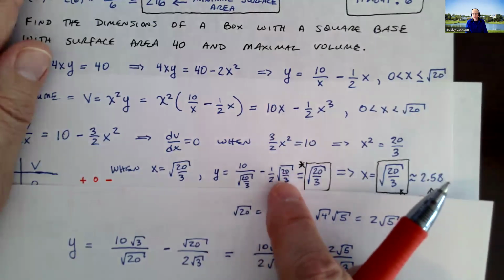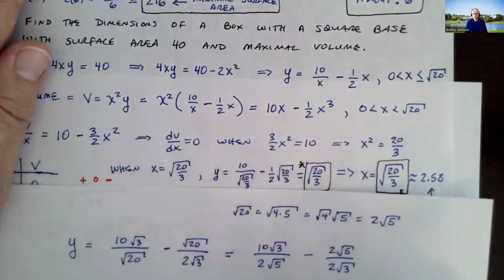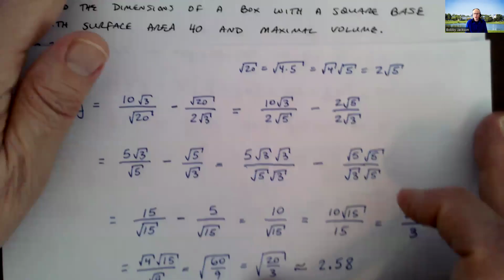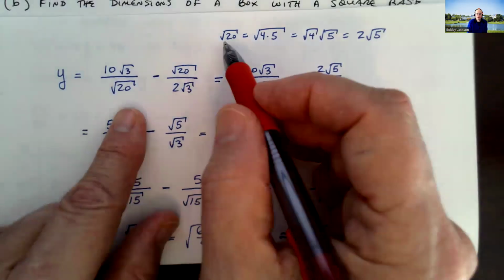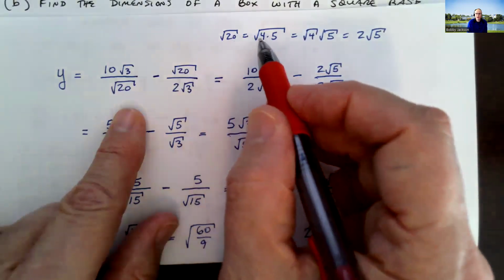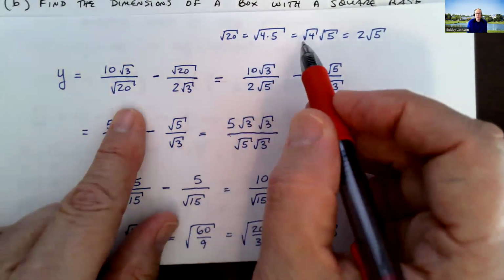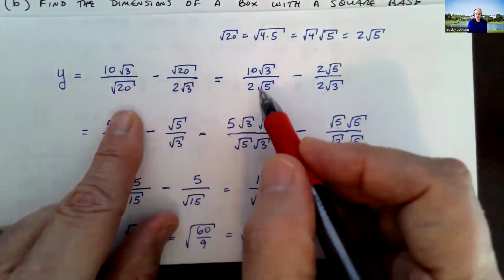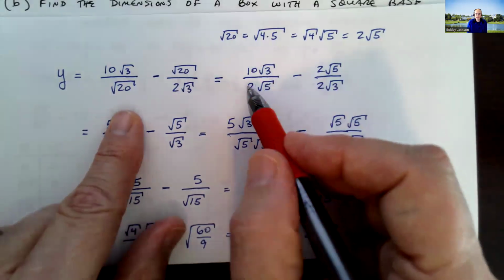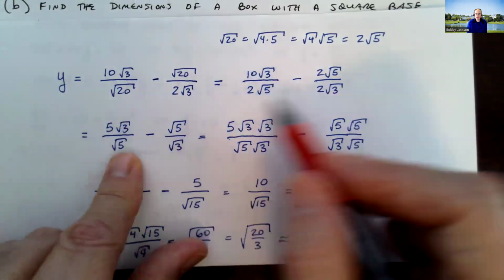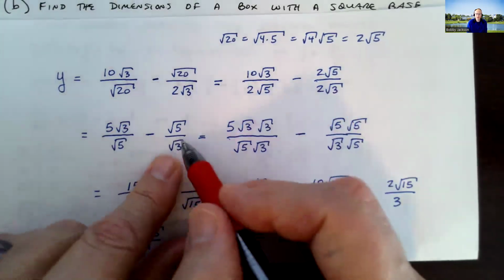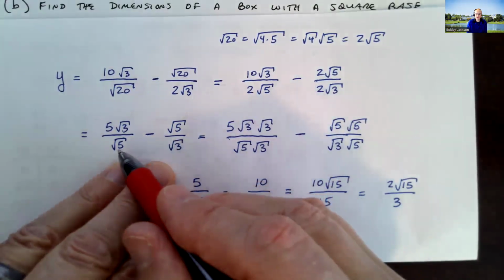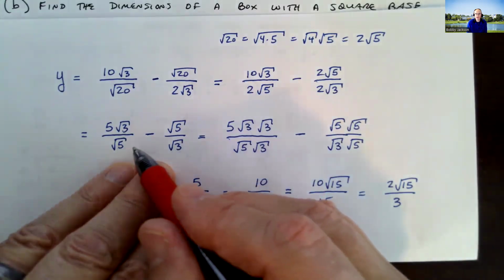So I broke this square root of 20 thirds as square root of 20 over square root of 3 and wrote it that way. Now, the way I would do this is I would first simplify square root of 20, which is square root of 4 times 5, which is 2 times square root of 5. So I just replace square root of 20 with 2 times square root of 5. And these simplify. 10 divided by 2 is 5. 2 divided by 2 is 1. So I get these. Now I can combine, and the common denominator is just the square root of 15, right? Square root of 5 times square root of 3.